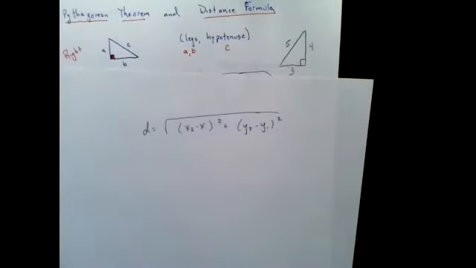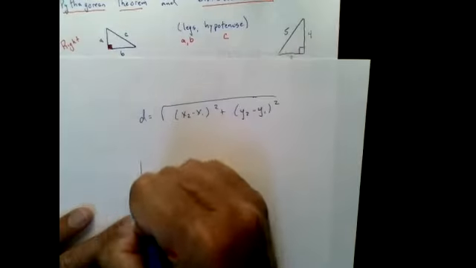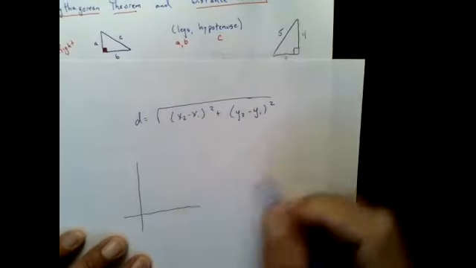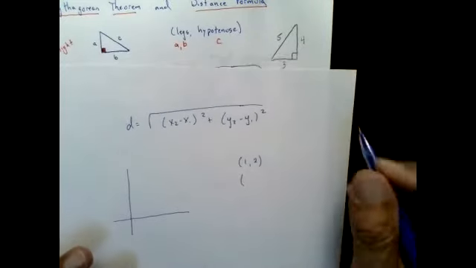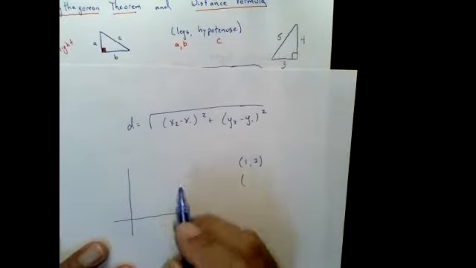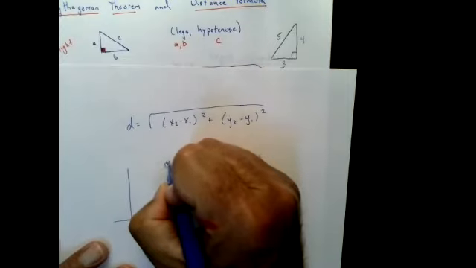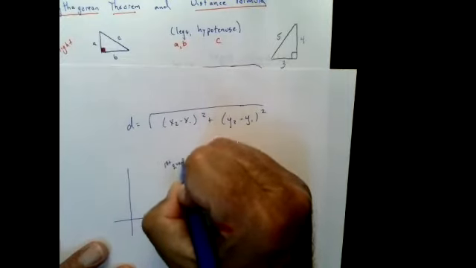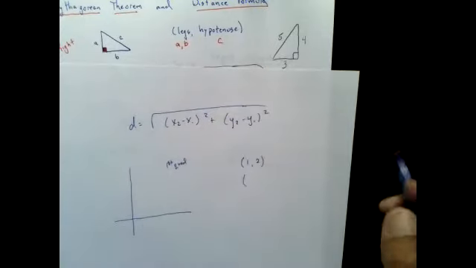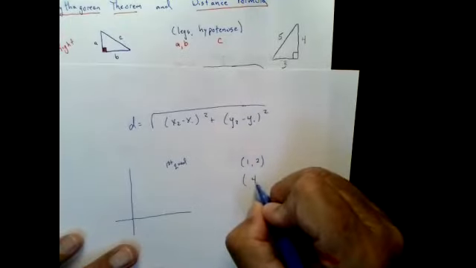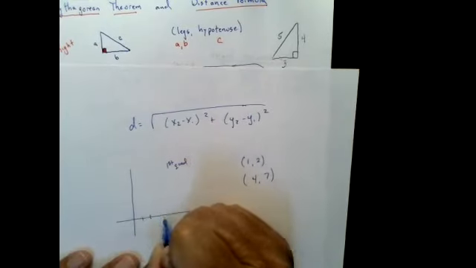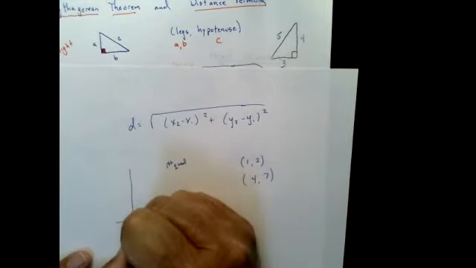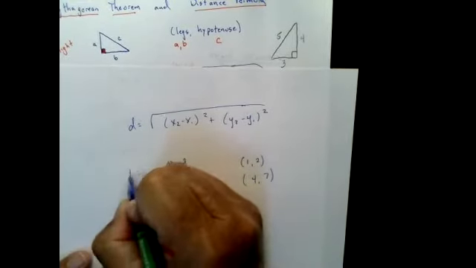All right, that doesn't make much sense. I know, right? So let's pick a point. I got one point, 1 comma 2. I got another point. I'm going to stay over here in this first quadrant. Another point, 4, 7. 1, 2, 3, 4, 5, 6.